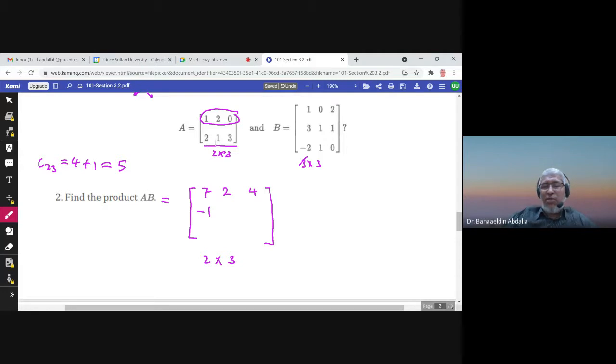Now, 2 times 0, 0, plus 1, plus 3, so that's 4. 2 times 2, 4, plus 1, 5, because 3 times 0 is 0. So that's it, two rows and three columns. So this is the matrix AB.